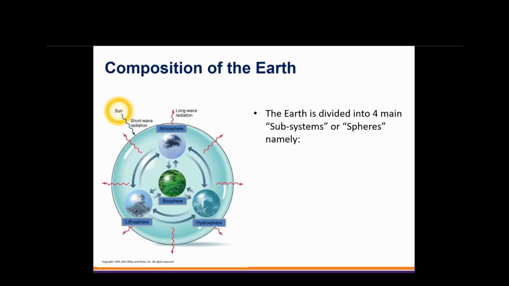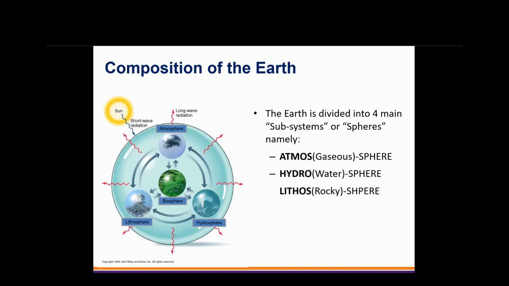So the Earth is divided into four main subsystems of spheres, namely the atmosphere, which consists of the gases, the hydrosphere, which consists of the water, and the lithosphere, which is the rocky part. Basically, the lithosphere is the upper layer of the crust, and then the biosphere, which are the living things. They all interact. They are interdependent and function as a whole. So they interact with each other.